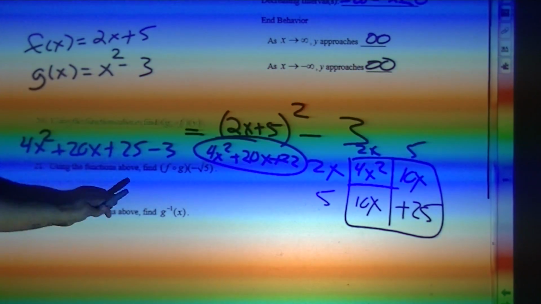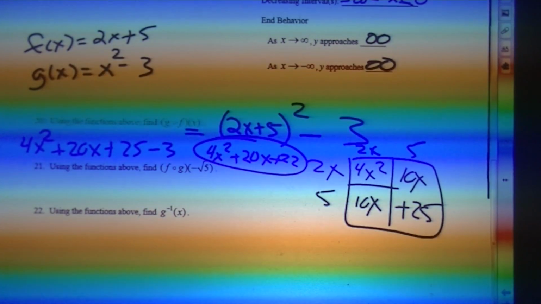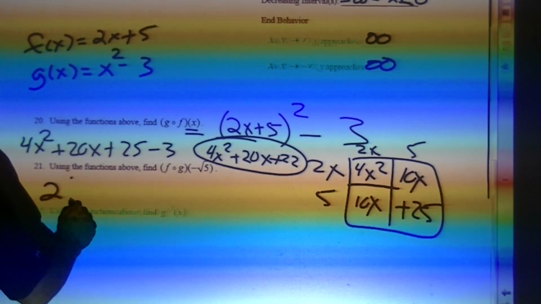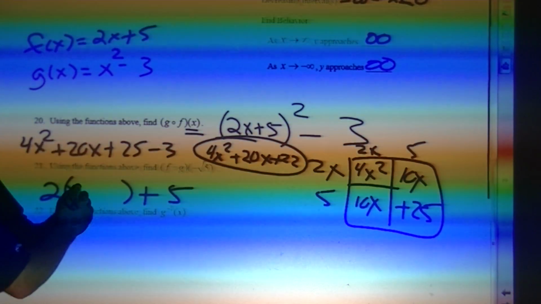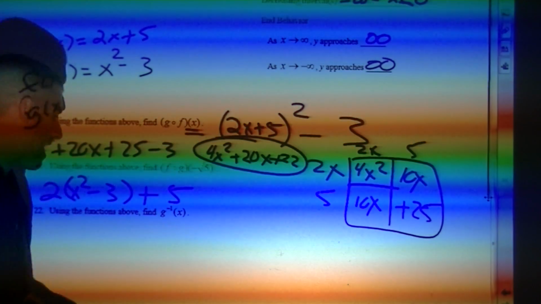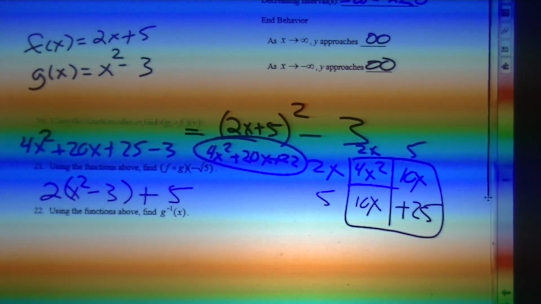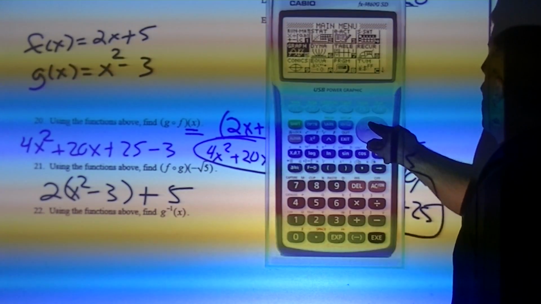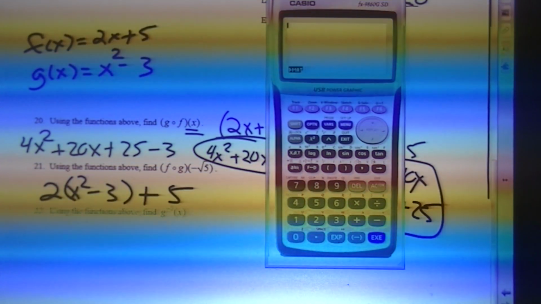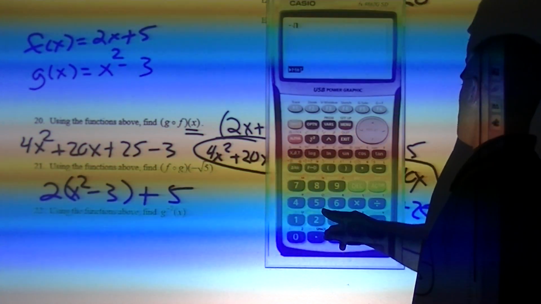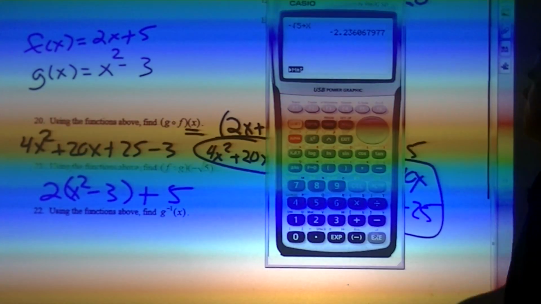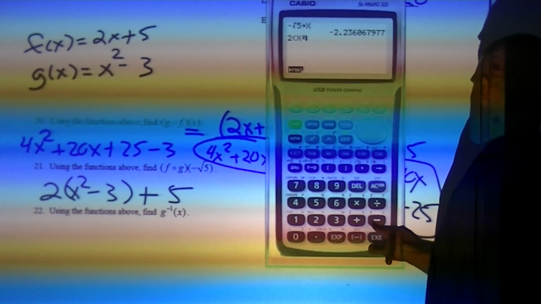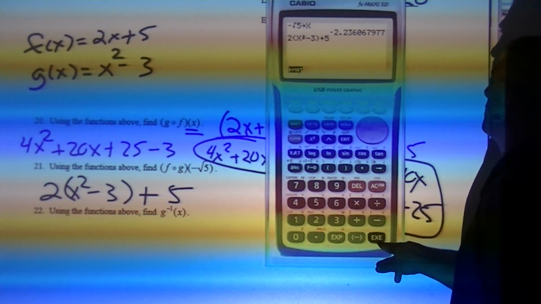F of g of x. I'm sorry, f of g of x. So I'm going to start with f. I'm putting in g. Since it is a number, I'm going to store it in the calculator. So up here, negative square root of 5 stored for x. So I got 2x squared minus 3 plus 5.